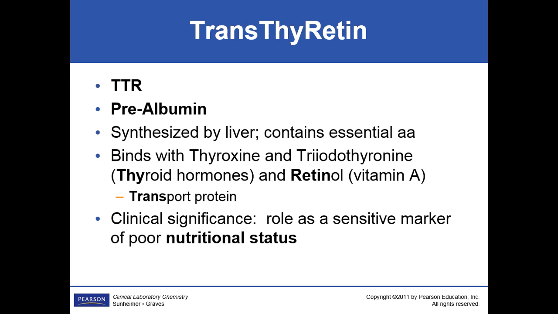What does it do? If I asked you, let's break up the word. Trans is always a transport. Most of them are synthesized in the liver. However, this one contains essential amino acids. Because of that, it has clinical significance for nutritional status. Somebody put that in everyday words for me. How can I use this element to know the nutritional status of someone?